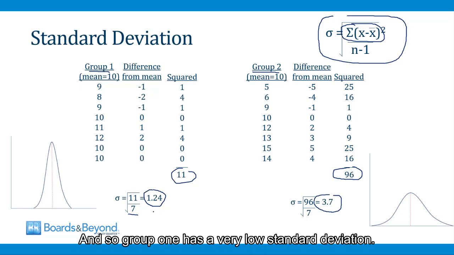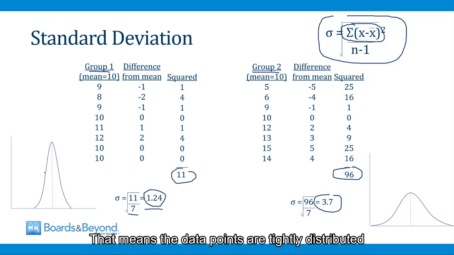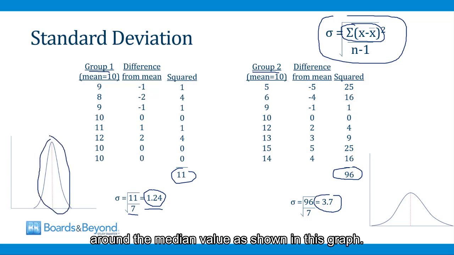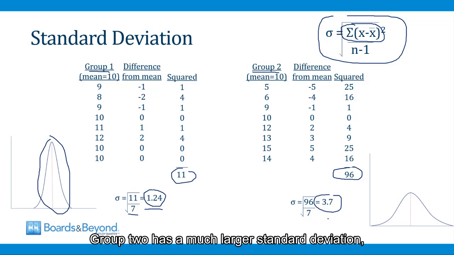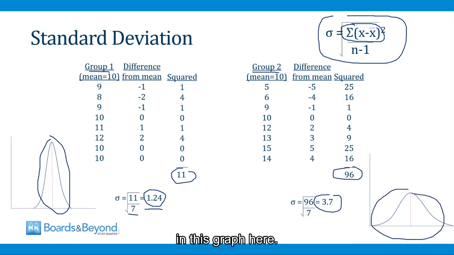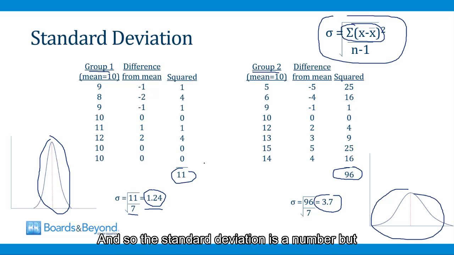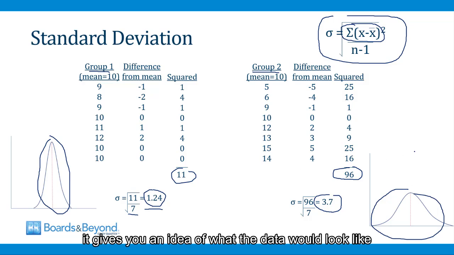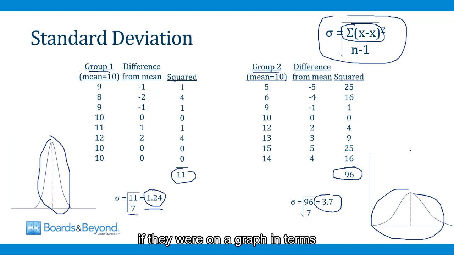And so group 1 has a very low standard deviation. That means the data points are tightly distributed around the median value as shown in this graph. Group 2 has a much larger standard deviation, so those data points are more dispersed and more widely spread out, just like shown in this graph here. And so the standard deviation is a number, but it gives you an idea of what the data would look like if they were on a graph in terms of how much dispersion is present.